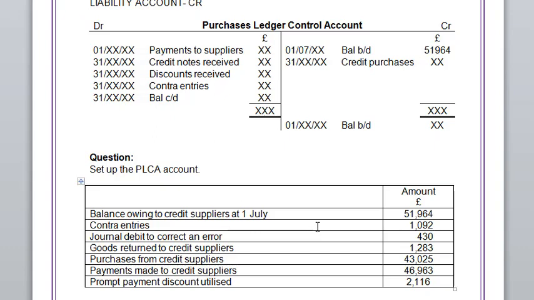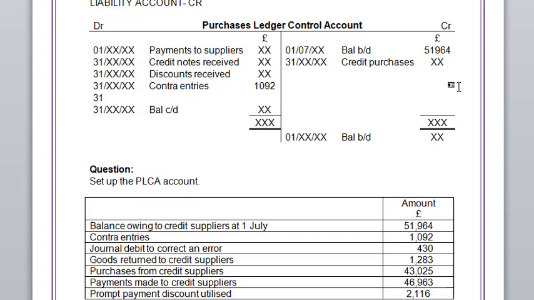Contra entries will reduce the liability. So I go on to the debit side where there are contra entries, and I want to put in the amount. Journal debit, they've given it already in the question. I'm going for journal debit. So on the debit side, just put in the journal debit and the amount.